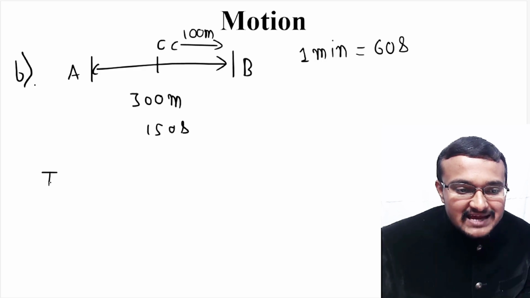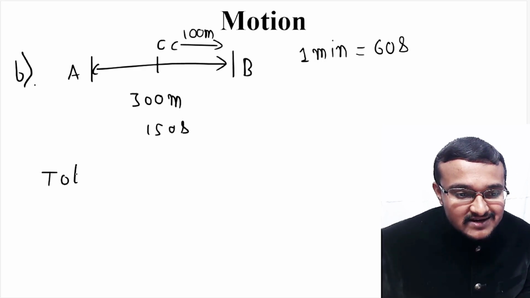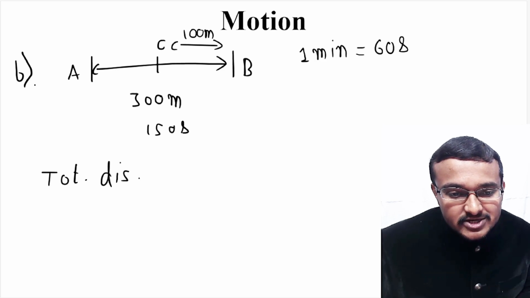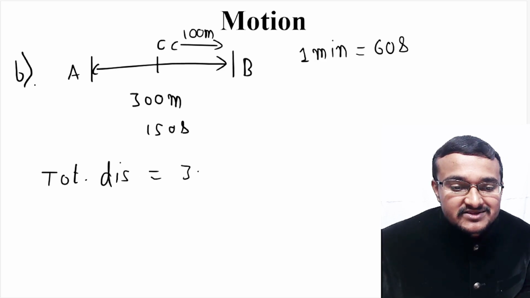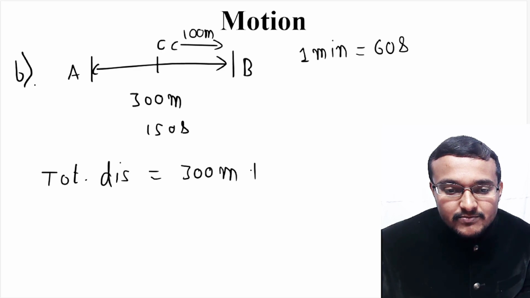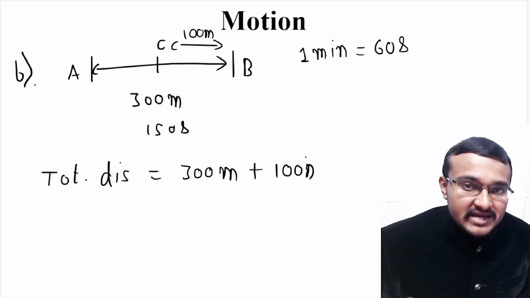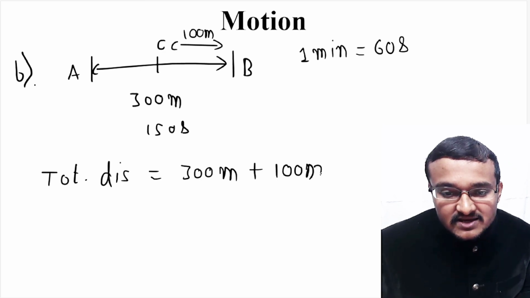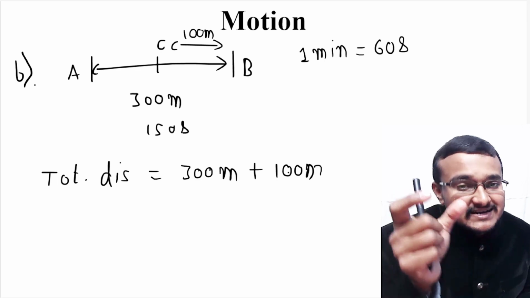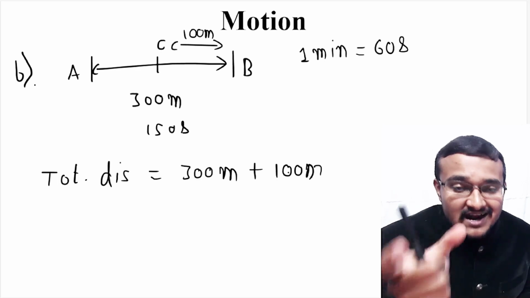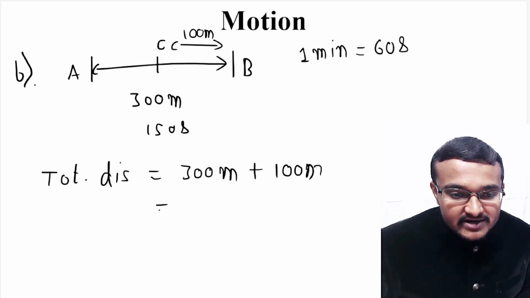So now in order to calculate average speed and average velocity, we have to calculate what is the total distance. So what is the total distance? Total distance is equal to 300 meter plus 100 meter, because first Joseph has jogged from A to B and the distance between A to B is 300 meter, and he has jogged back to position C, that is from B to C the distance is 100 meter. So 300 meter plus 100 meter will give you 400 meter.